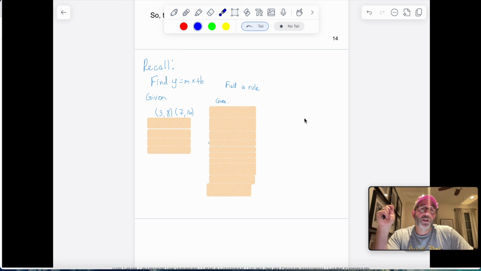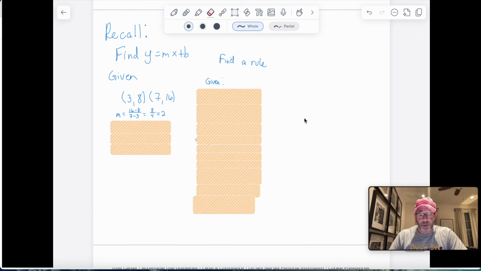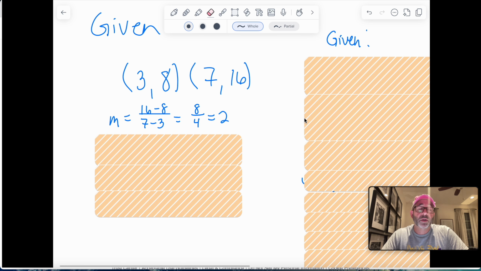If I gave you 2 points, the points (3, 8) and (7, 16), and I would like you to find an equation in y equals mx plus b form, what would you do? Hopefully, you would jump right to the knowledge that you have, which is to go ahead and find the slope first, right? If I ask you to get y equals mx plus b, you're going to get the slope first. So 16 minus 8 over 7 minus 3, we get that the slope is 2.